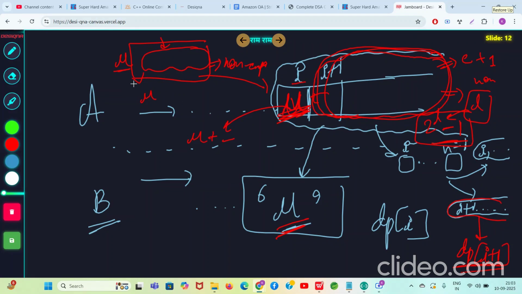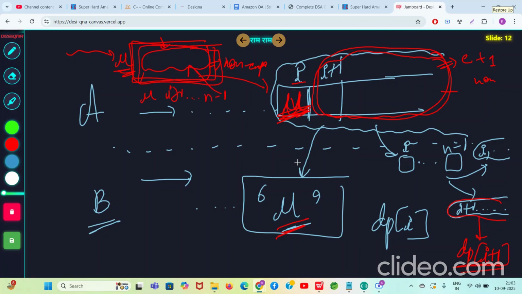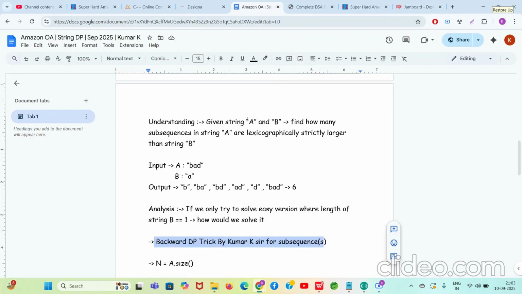So if the first character is fixed to be U, then it can join all the other letters from I plus 1 to N minus 1 in any subsequence format, as long as they are non-empty. An empty subsequence added to U will just be U, and U is not bigger than U, right? Obviously UA is bigger than U, UB is bigger than U, but U is not bigger than U. So 2 raised to L minus 1 you have to add. That's it, guys. I hope you got the logic.